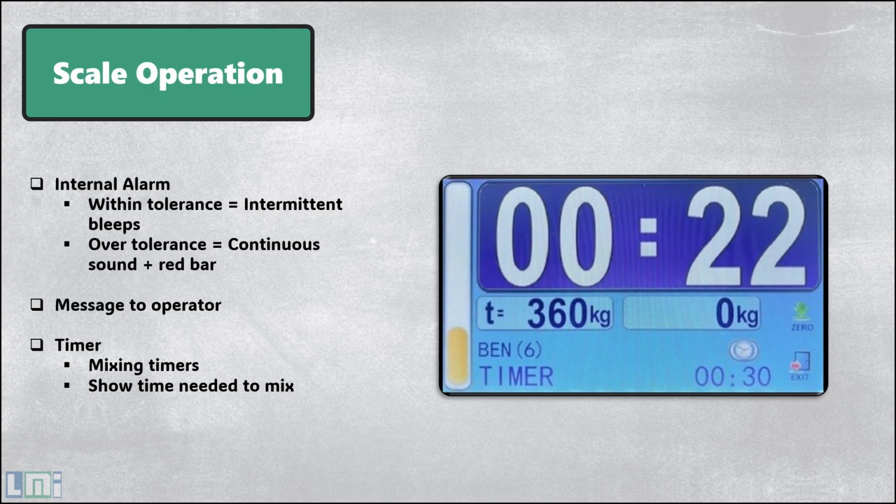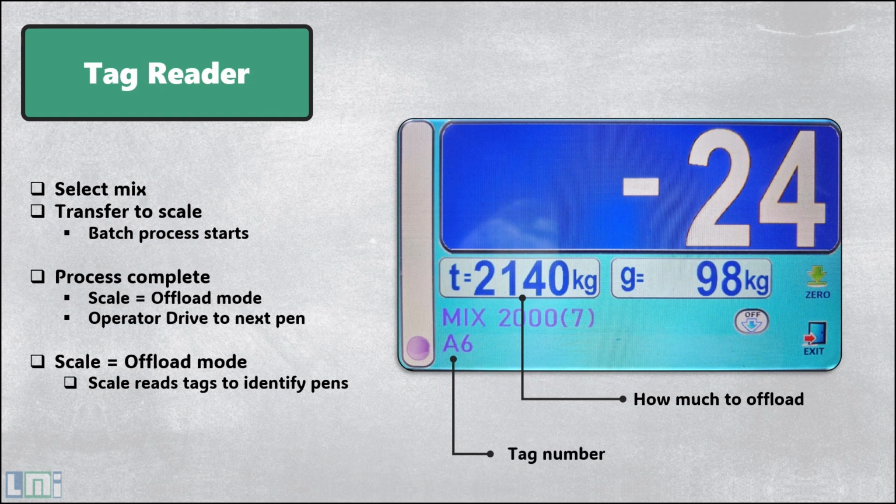Once the formulation execution is finished, the scale will store the information and will be ready to mix the next batch. When offloading, the scale reads tags to identify pens to offload. It also reads the pen tag number to identify that the feed was offloaded at the correct pen. The mix starts by the operator selecting a mix and transferring it to the scale where the batch process starts. After all components are added, the scale goes into offload mode where the operator needs to drive to the pens that need feed, indicated on the display.